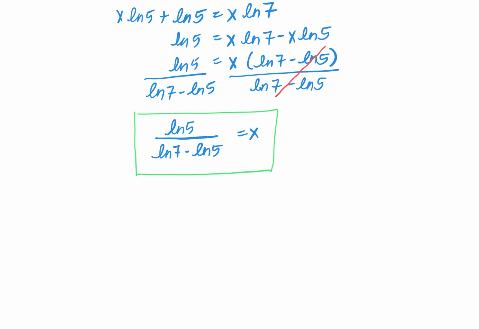If you had decided that you were going to keep all the x's on the left-hand side, your answer may look a little bit different than mine. Maybe you would have had a negative in front of the natural log of 5 in the numerator, and you would have had natural log of 5 minus natural log of 7 in the denominator. But these are equivalent forms. So if you put those equivalent forms in a calculator, you should get the same decimal approximation. So if you're unsure if your answer matches the MyLab answer, then you can go ahead and plug them both in a calculator and see if you get the same answer.